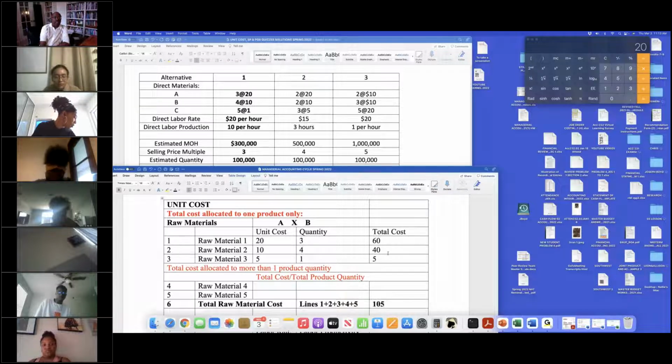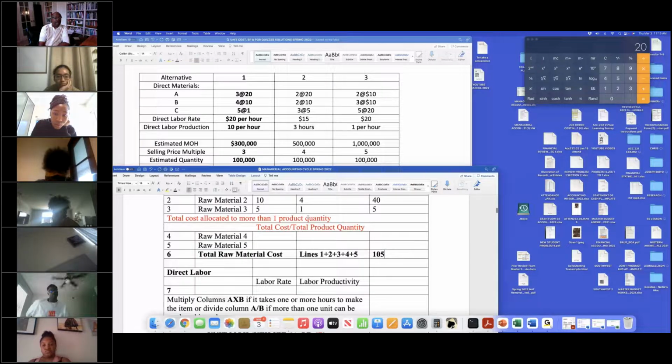Let's move on to the labor. It says that the labor rate is 20 and we can produce 10 an hour. Are we multiplying or dividing? The labor rate is 20. We can produce 10 an hour.